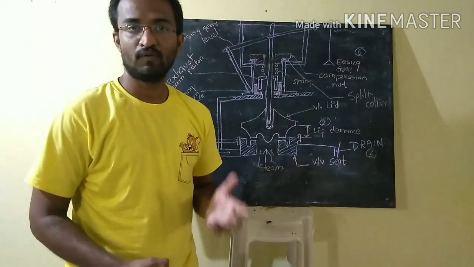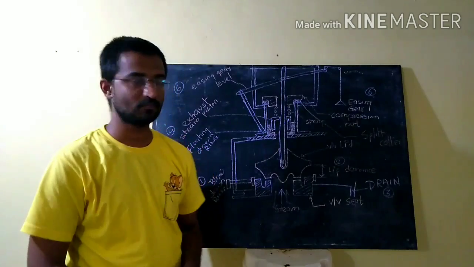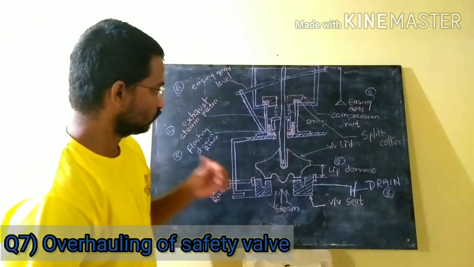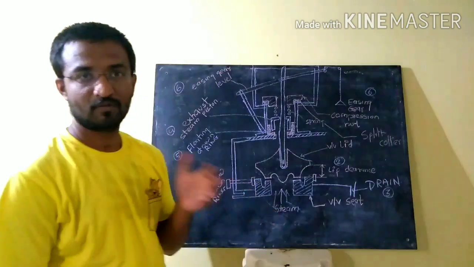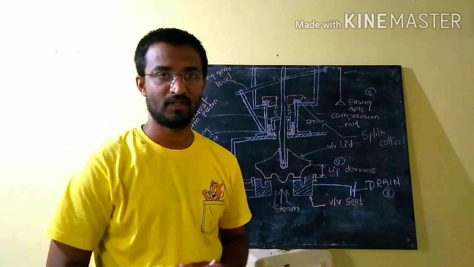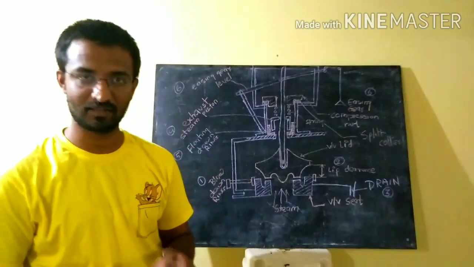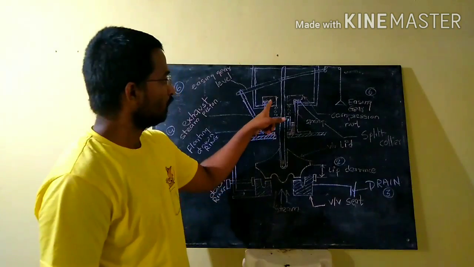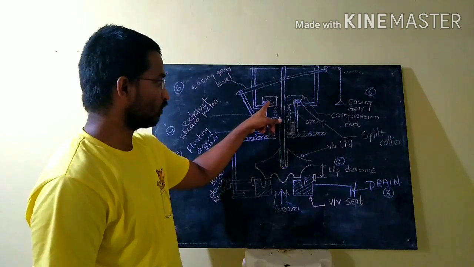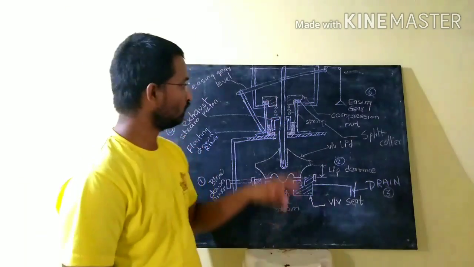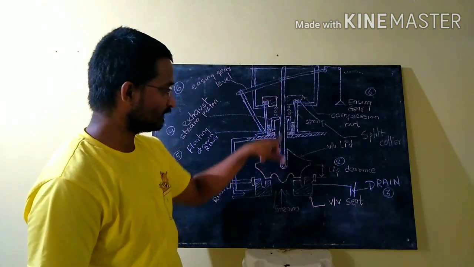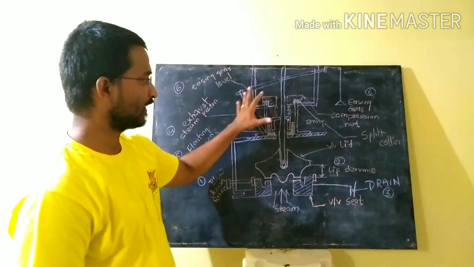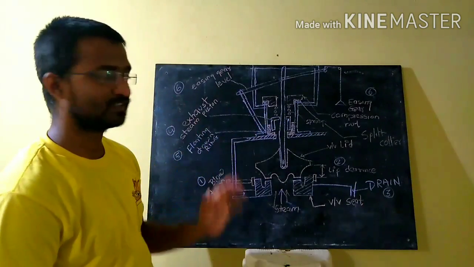Now we will come to the overhauling of the safety valve. For overhauling, first your boiler should be depressurized. If your boiler is depressurized and completely cooled, then you open the safety valve. Before opening, you remove the split collar and loosen the compression nut. So the spring, which is under tension, and this rod, which is under tension, the tension will get removed and the spring will completely open. Then open the safety valve.